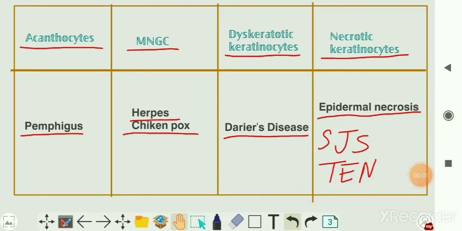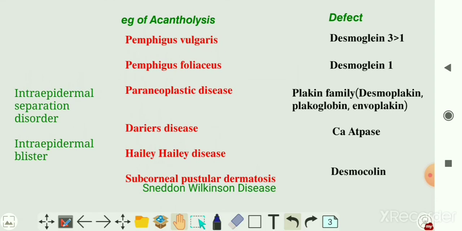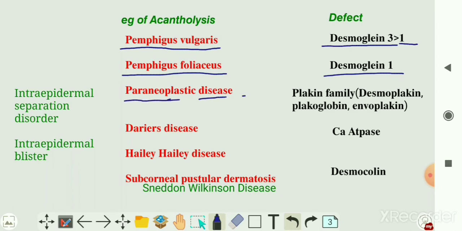Now let's move on to various conditions and their defects where acantholysis is seen. The first example which I am taking here is pemphigus vulgaris. In pemphigus vulgaris, desmoglein 3 is more defective than desmoglein 1. In pemphigus foliaceus, desmoglein 1 is defective, and in paraneoplastic pemphigus, the plakin family is defective, which includes desmoplakin, plakoglobin, and envoplakin.